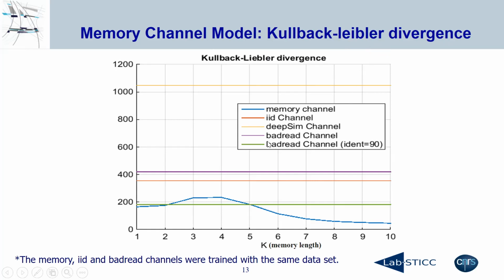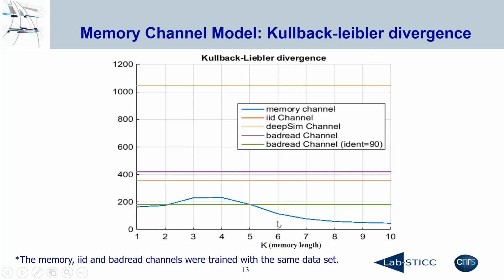And we also add the BadRead channel, which is another simulator used in bioinformatics, but this channel needs to be tuned. So we use two cases for BadRead: one case where we fix the identity to 90%, and another case where we use the default mode of BadRead. We can see on this figure, on the axis, the length of the memory, which is related to the memory channel. So all other values will be constant, as opposed to the memory channel, where it will vary depending on the value of k.